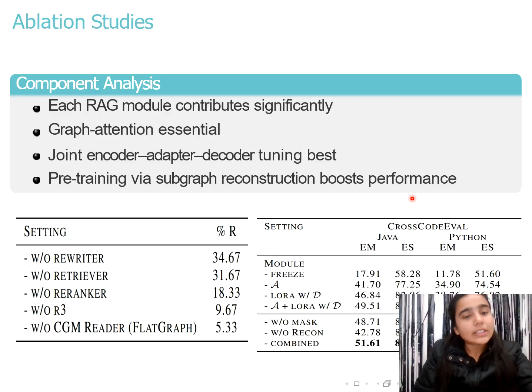The ablation also confirms that each RAG module adds big value to our results. Without the re-ranker, we had 25%, and with the full pipeline, we actually got 34%. For the complete view of the table, I will just hide my video so that you can see the statistics without the rewriter. We can also see that joint tuning increases EM by 5 to 8%. Pre-training boosts reconstruction, so our design pays off.